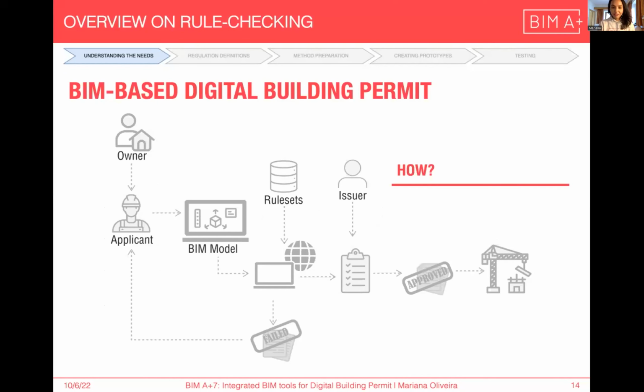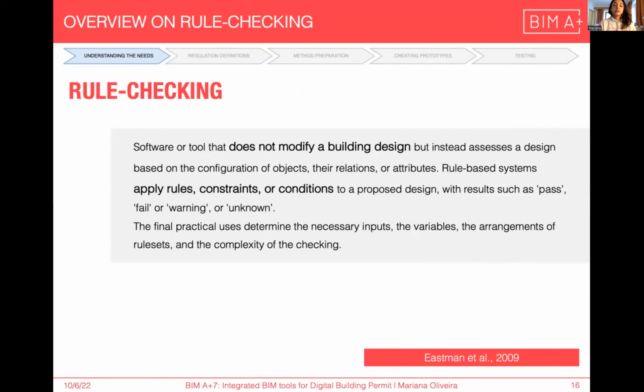But then we have this process of the BIM-based digital building permit. And how do we do that? We do that by automated rule checking. A rule check is a software or a system that doesn't change the model. You have the model, you don't change it, and you apply some rules, constraints or conditions, and then you have the result. These results are going to be either pass, fail, warning, or unknown.